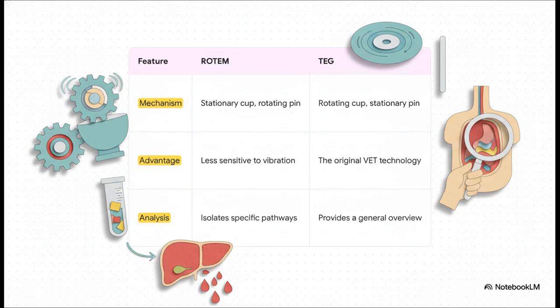But here's the real game changer. ROTEM uses specific targeted reagents in its different channels. This allows us to surgically dissect the coagulation process, to isolate different components and to pinpoint exactly what's going wrong. And that is the key to targeted therapy.